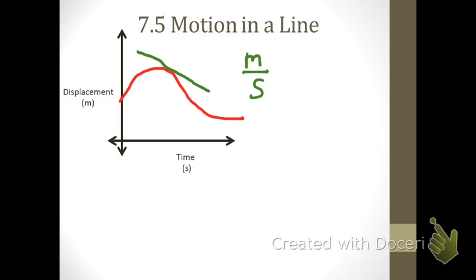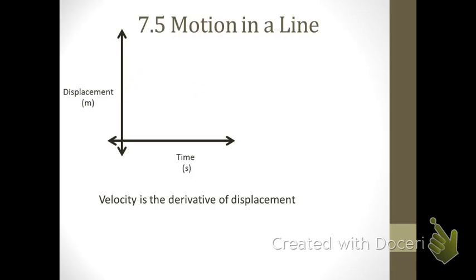And so we had said earlier that since for a displacement graph the slope gives you meters per second, the derivative of displacement is velocity. Velocity is the derivative of displacement. Now I want to take that a step further.